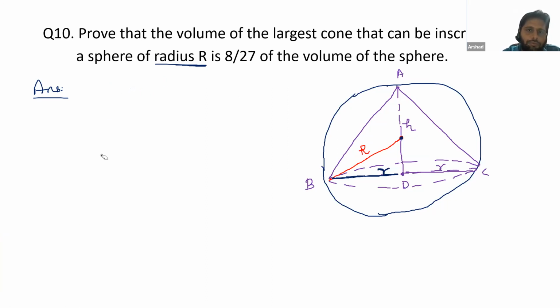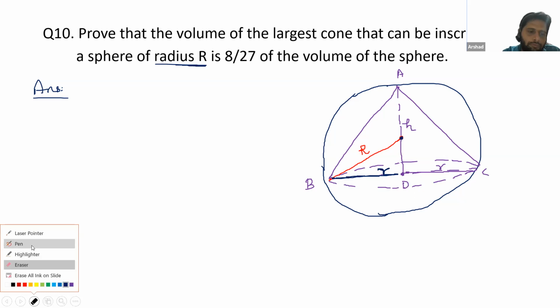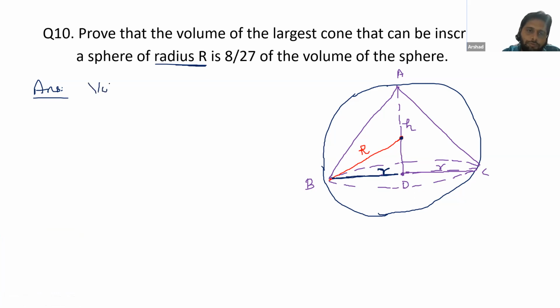Volume of cone: V is equal to 1 by 3 pi r square h. Now, Darshan, how many variables do we have in this expression? Two variables. Very good, R and H. So we need to eliminate one variable. How can we do that?